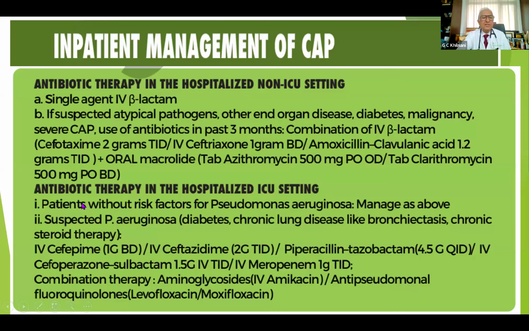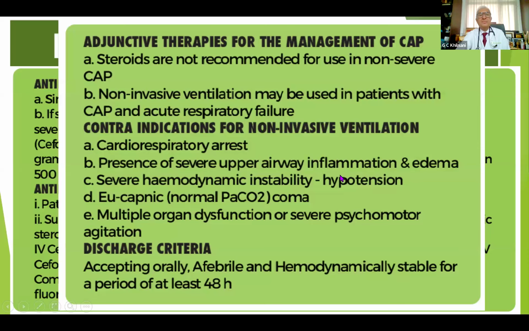Now, for antibiotic therapy in the hospitalized setting, you also have to consider whether there is any risk factor for pseudomonas. These risk factors are diabetes, chronic lung disease like bronchitis, or any other structural lung disease. Then you have to give empirical antibiotics which are good for pseudomonas, and these include cefepime, ceftazidime, piperacillin-tazobactam, and others. And whenever you are treating pseudomonas, you have to give 2 antibiotics instead of 1.